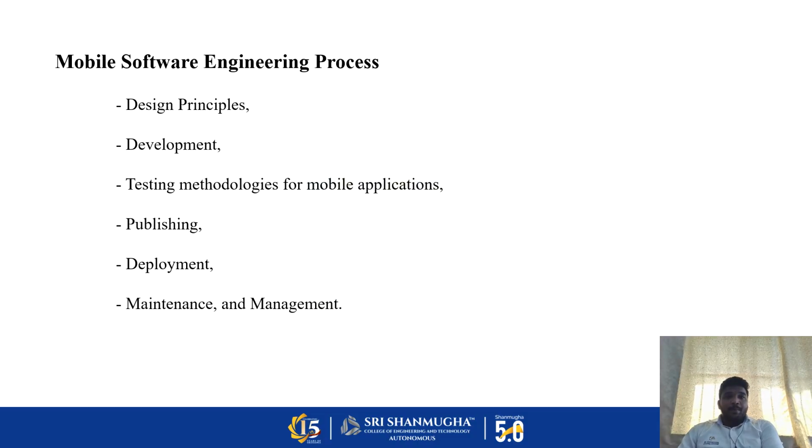Next, the mobile software engineering process. The mobile software engineering process explains how a mobile app is developed step by step. It includes design principles, development, testing, publishing, deployment, maintenance, and management. Following this process helps in building high quality, secure, and reliable mobile applications. Let us now understand each stage in detail. Okay, go for the next slide.